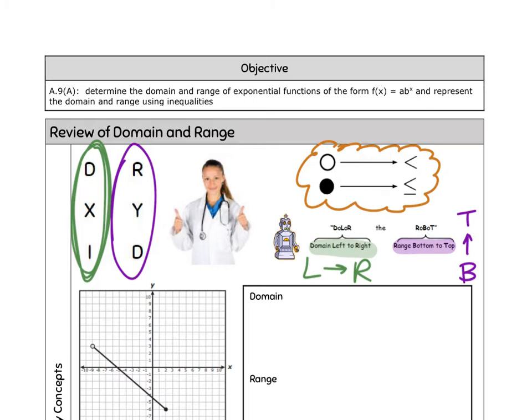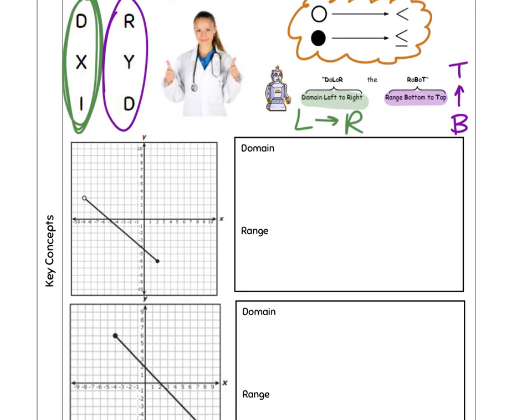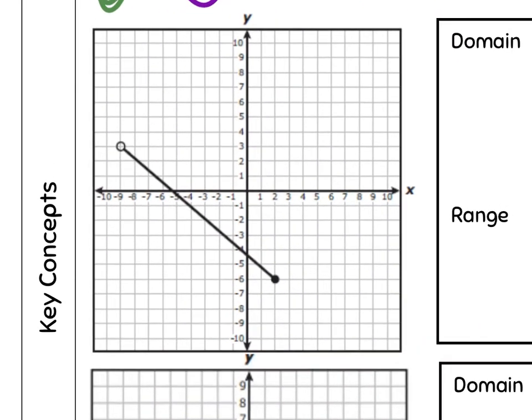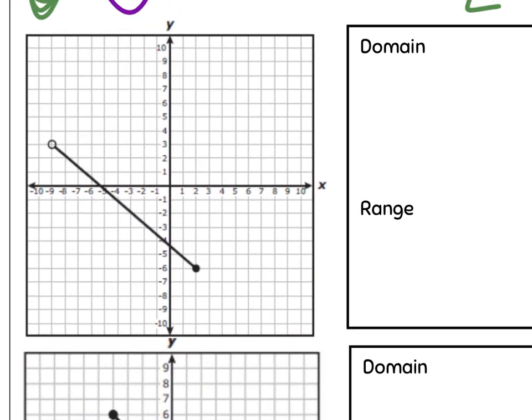We're going to review first, before we talk about exponential domain and range, just domain and range with linear equations. If we look at this guy right here, and I ask you for the domain, I'm asking you for where the graph shows up on the x-axis from left to right. What's the furthest left that this graph goes? Negative what? Negative 9. That's as far left as it goes. And then it goes all the way to what number? 2. So we're saying all of this part of the x-axis is a part of my domain.